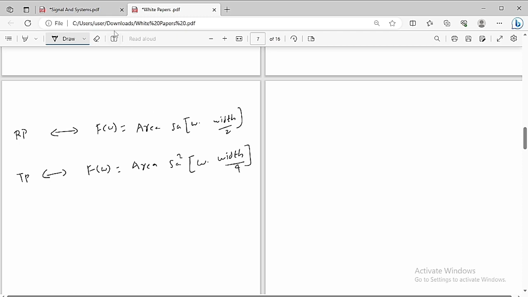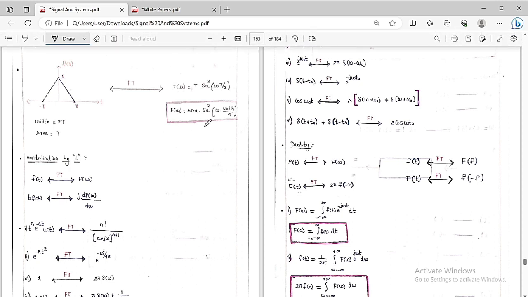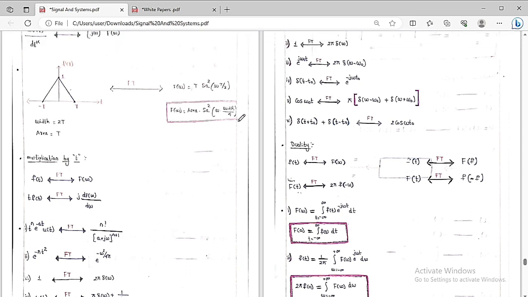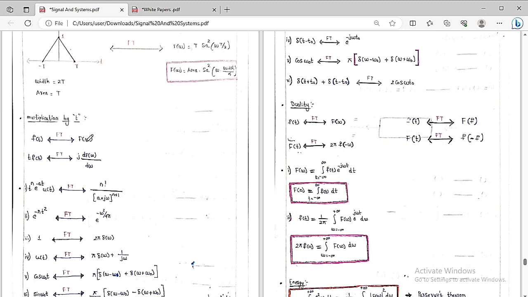Sampling function: you have to keep this in mind. Sa of x is equal to sin x by x, and I've already told you that Sa of x is also sin pi x by pi x. These formulas I have already told you. Now the next property is multiplication by t. For a given signal f of t, if we multiply by t, what happens to the Fourier transform? That we are going to study.